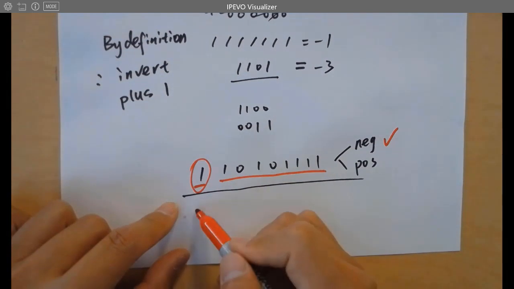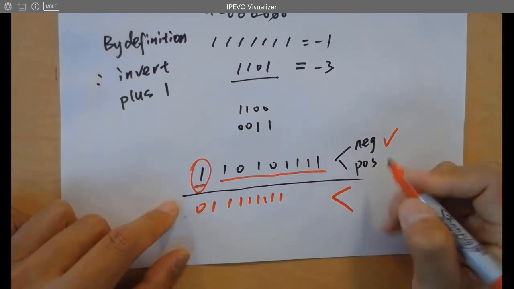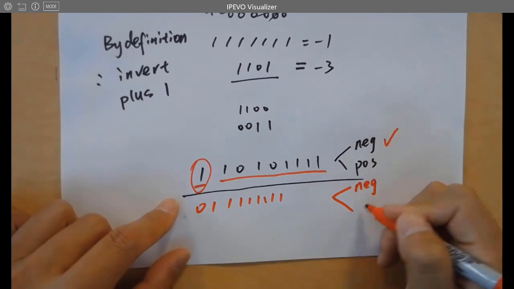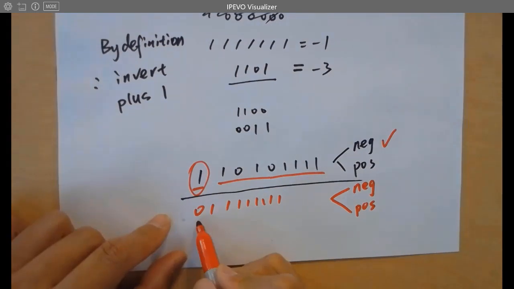If I have a number like 0, 1, 1, 1, 1, 1, 1, 1, 1, can you tell me in a second if this is negative or positive? Positive, because there's no negative number at all, right?